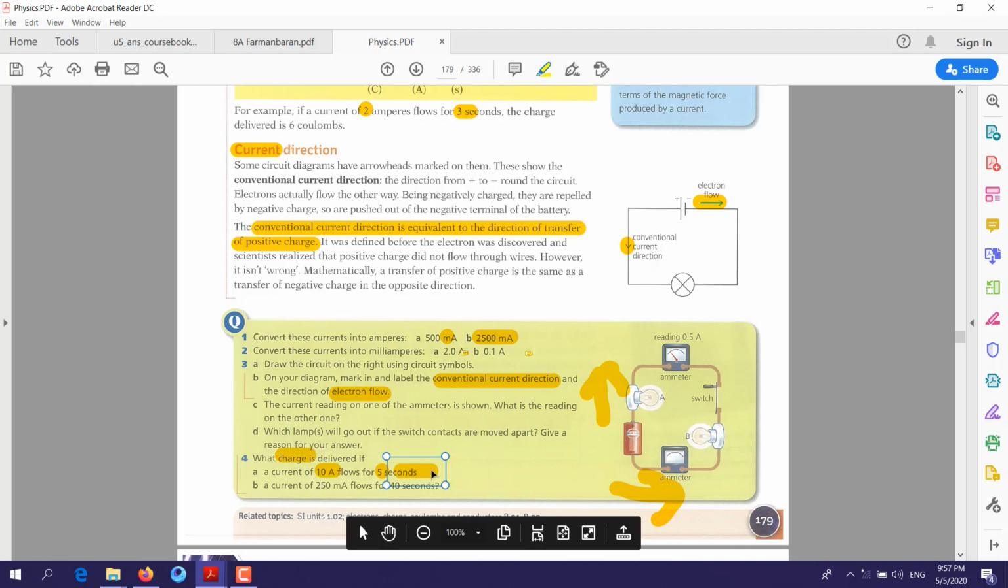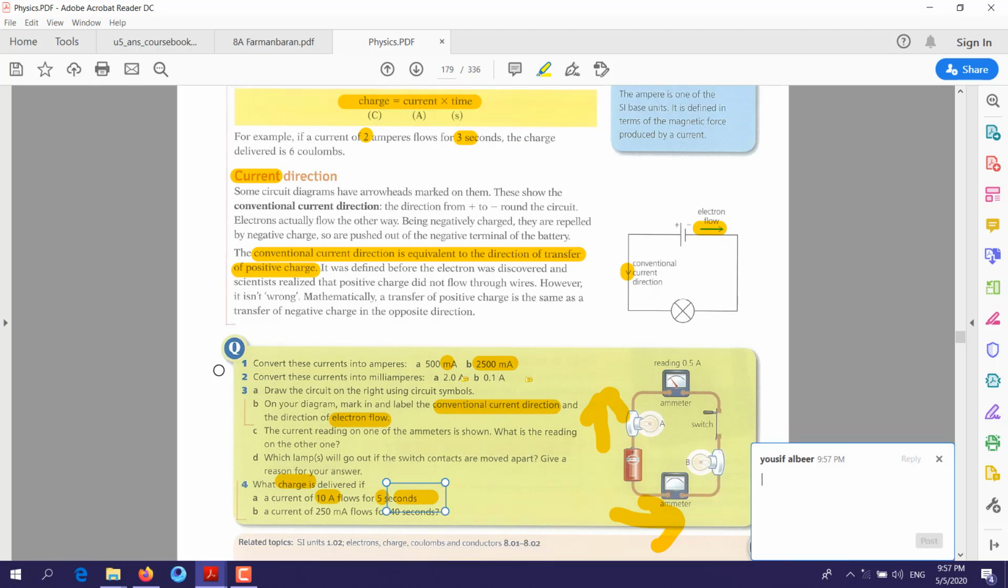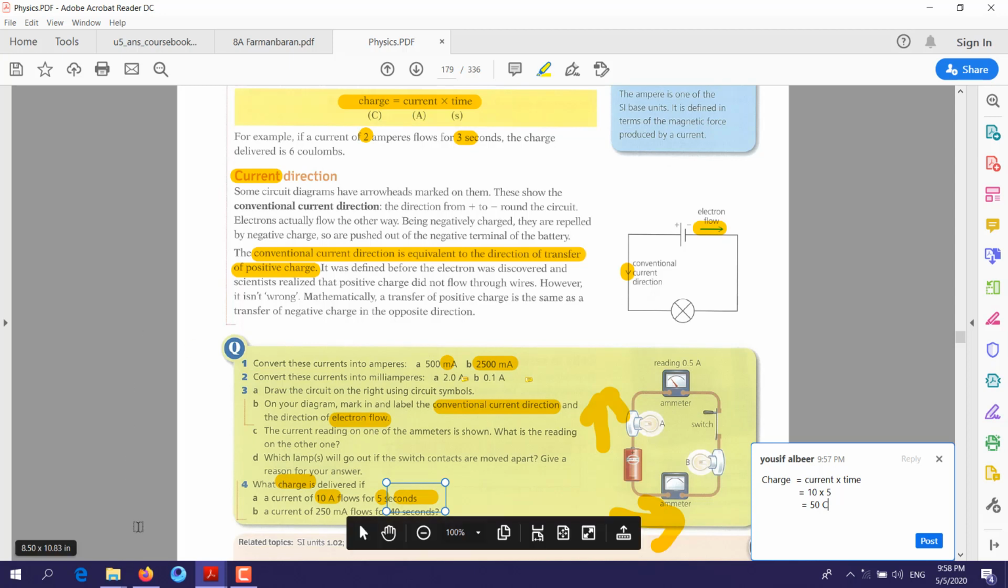Let's solve this one. You will write the equation. The equation says charge equals current times time. How much is the charge? We want to find it. How much is the current? It is 10. Times, how much is the time? It's 5 seconds. Now, the answer will be 10 times 5 equals 50. 50 what? 50 C, or you can write coulombs. Don't forget to write the unit.